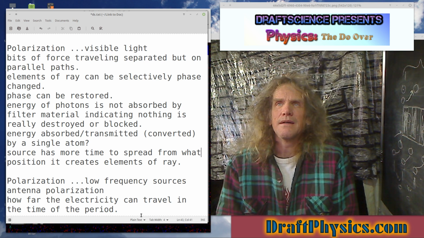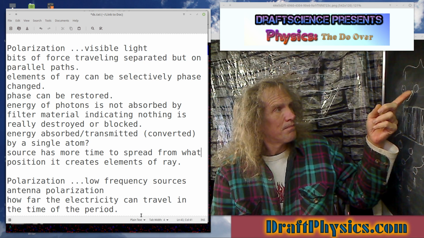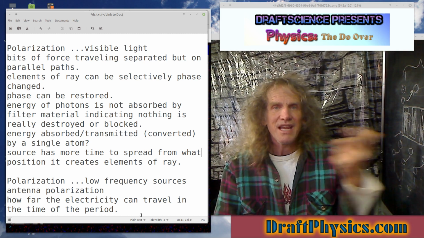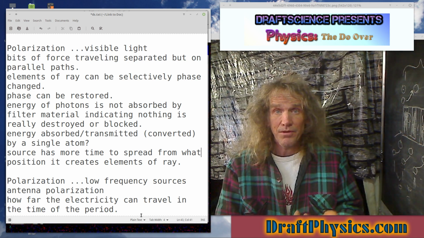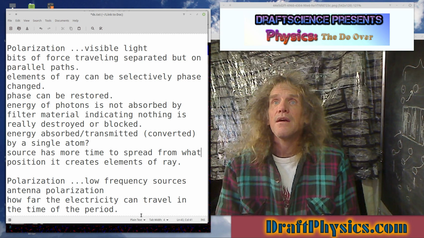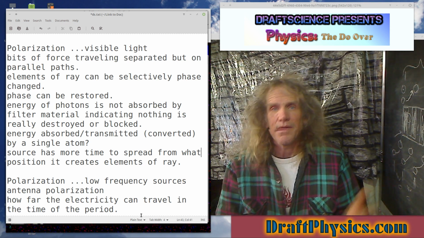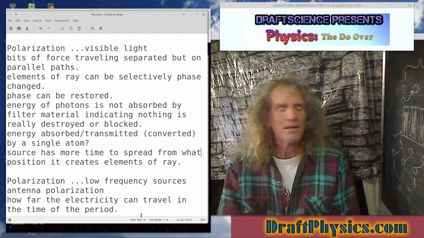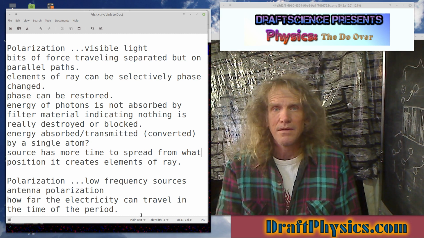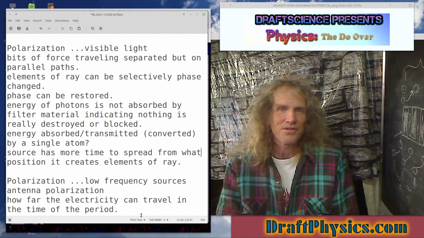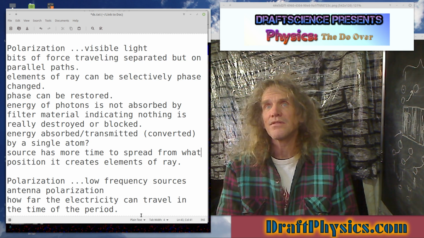All right, so elements of a ray can be selectively phase changed. So the bits can be changed in how fast they go through a surface, and by changing how fast they go through, you break their phase. And that phase can be restored just by slowing down the other bits. It's pretty hard to speed up a photon bit, so you're kind of out of luck in terms of restoring it by speeding up the photon. There's no surface you can put it through to speed it up, so you're stuck with slowing down the others.